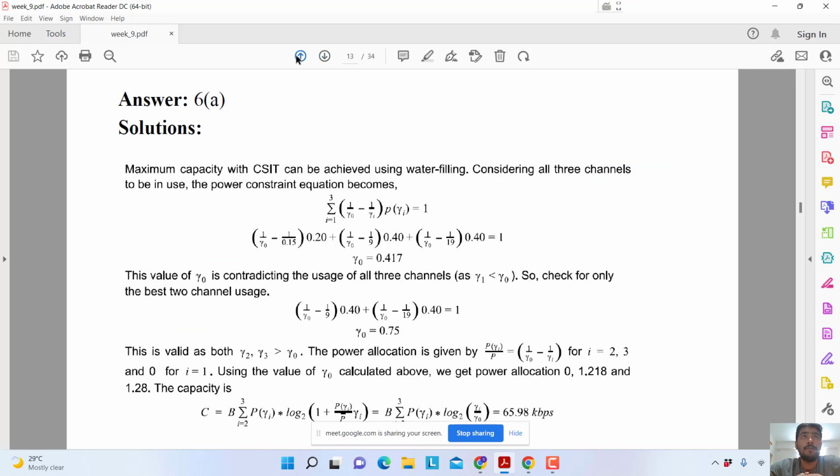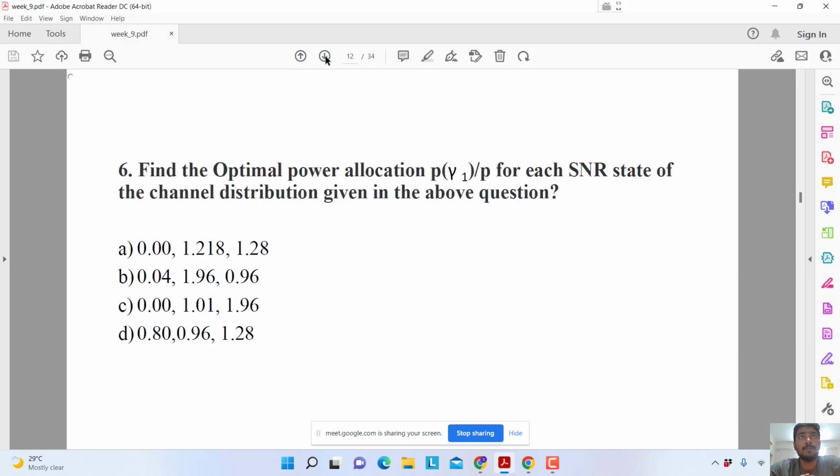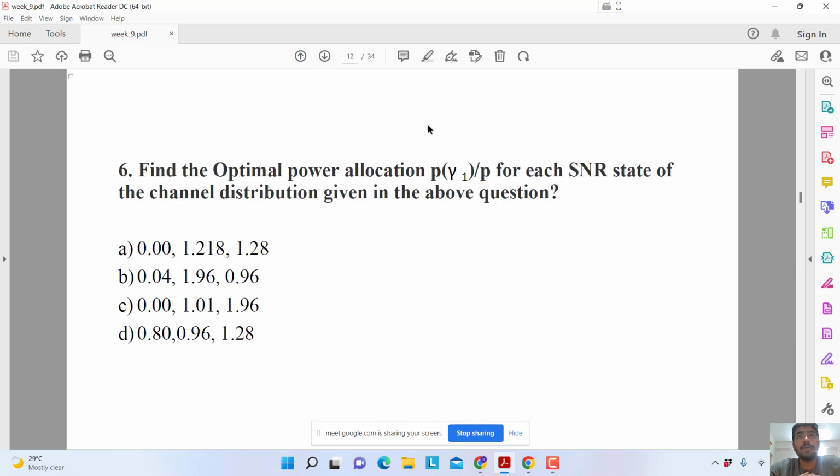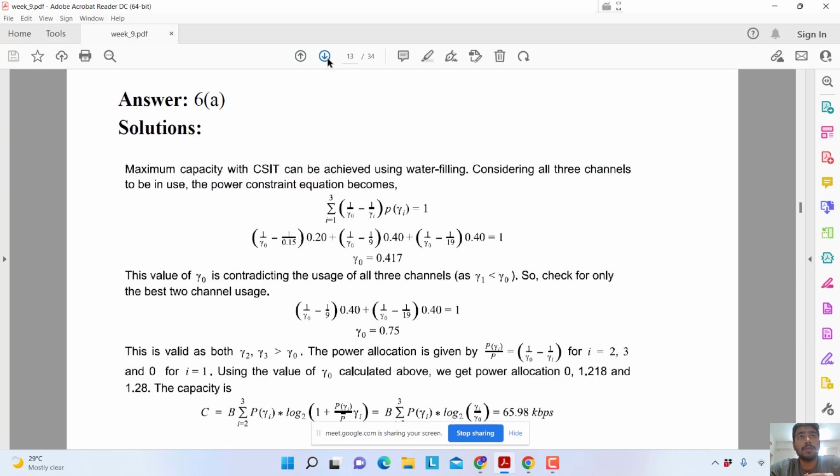Firstly, we have to calculate the optimal power allocation ratio. For this we use the given conditions. The explanation is given there: maximum capacity with CSIT can be achieved using water filling. Considering all three channels to be in use, the power constraint equation becomes as follows.